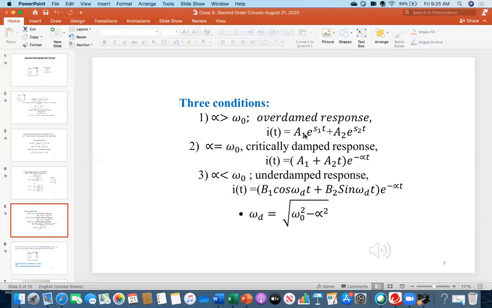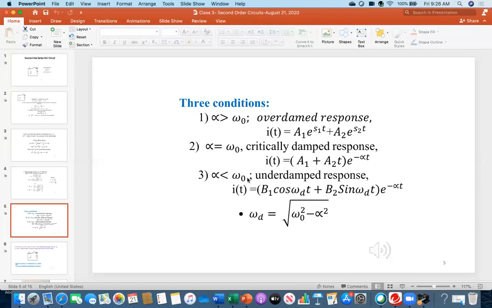Depending on the three situations, the solutions can be three types. If it is overdamped, the solution will be this type. If it is critically damped, this is the nature of the solution. When it is underdamped, this is the nature of the response. Here omega d is called the damped natural frequency, which is the root of omega naught square minus alpha square. Everybody remember, we exactly did these things in the previous class. Those expressions were for v(t), because that class we were dealing with a parallel circuit. Today we are looking into the series circuit, so the same thing can be applied for voltage and current calculation.